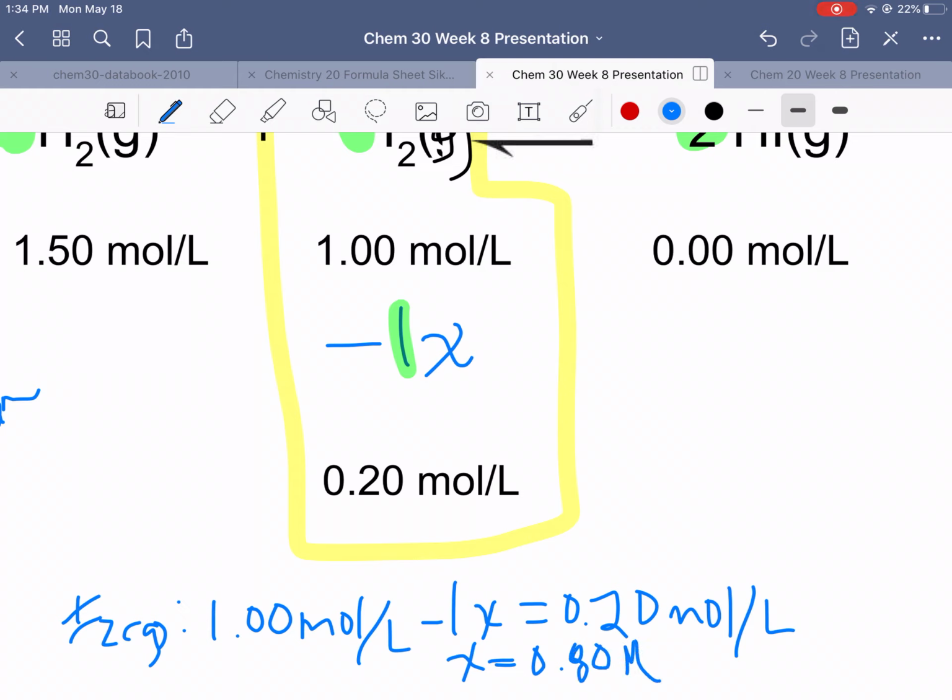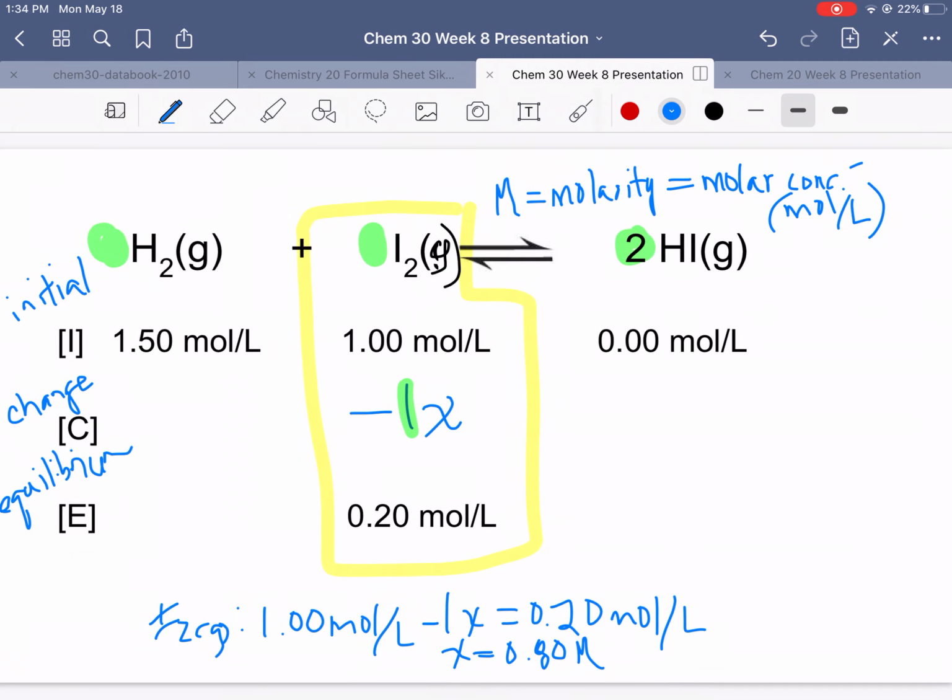I'm going to use capital M here. It means the same thing, moles per liter. So we've just, based upon that one thing for iodine that I outlined in yellow, found algebraically what x will be. That's super useful because from that we can now predict the equilibrium concentrations for hydrogen gas and for hydrogen iodide gas. I'll show you how.